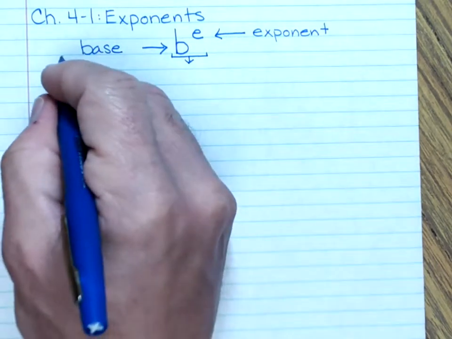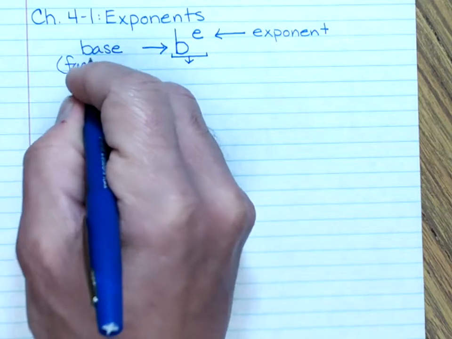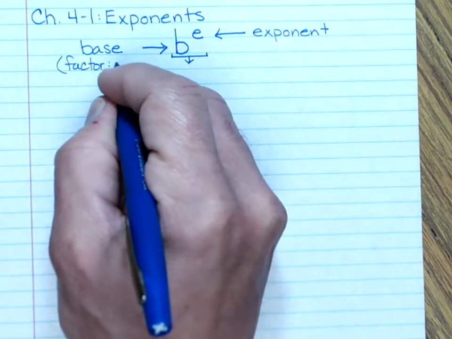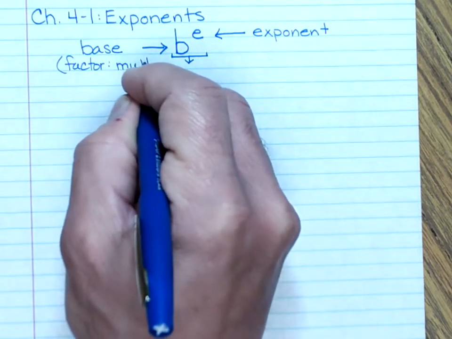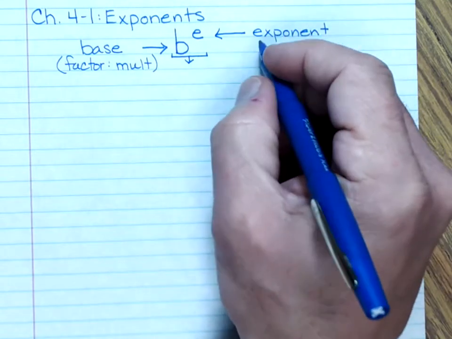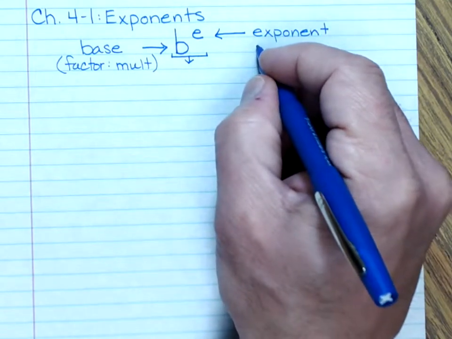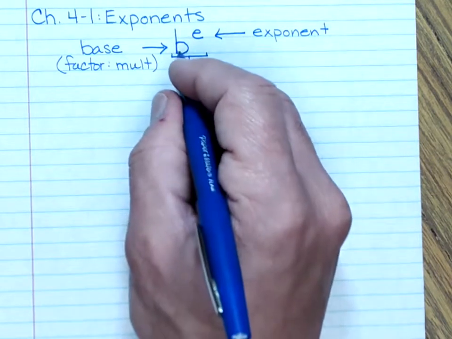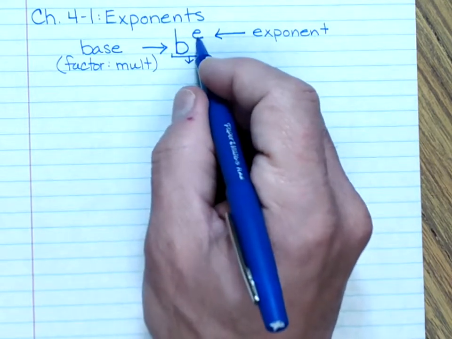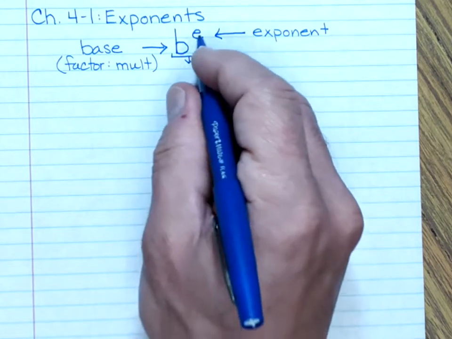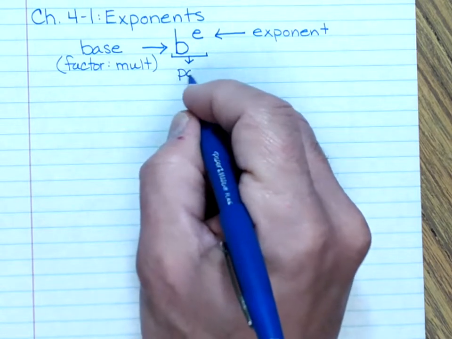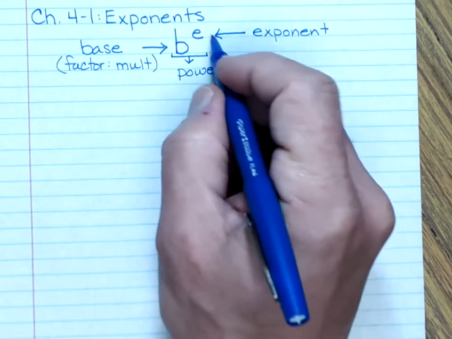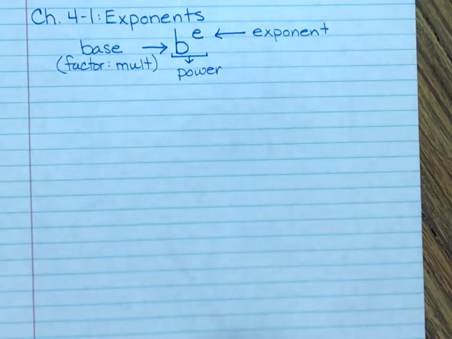The base is a factor, and that means you're going to be multiplying. The exponent tells you how many times to multiply the base to itself. In this case, this is called b to the e power, and together this is a power. Most people think this is the power, but that's actually incorrect.